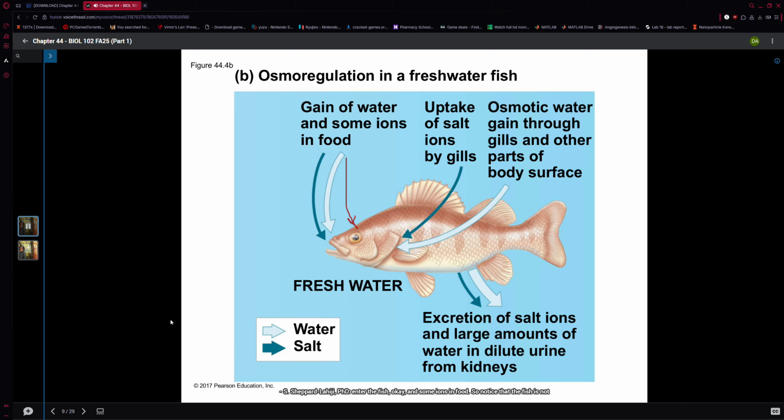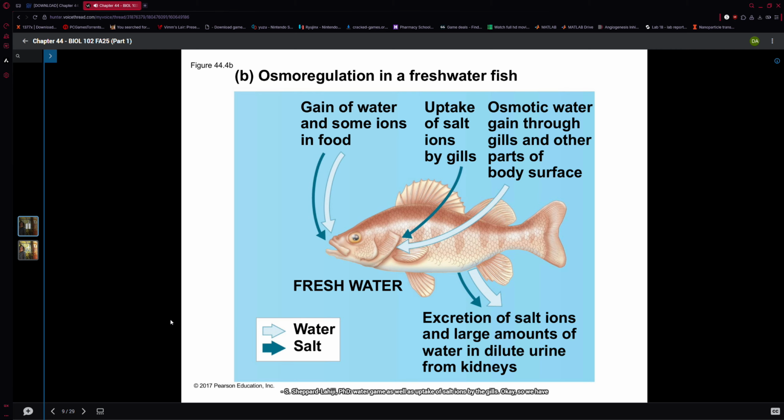Notice that the fish is not actively drinking in the same way that the marine fish was, because it doesn't really want this water. It doesn't need it. Now, in thinking about solute movement, we'll see an uptake of salt ions by the gills. We'll see osmotic water gain through the gills too. There's some acquisition of water and solutes through food, not through actively drinking, and some gain of water and salt through other mechanisms. So osmotic water gain, as well as uptake of salt ions by the gills.